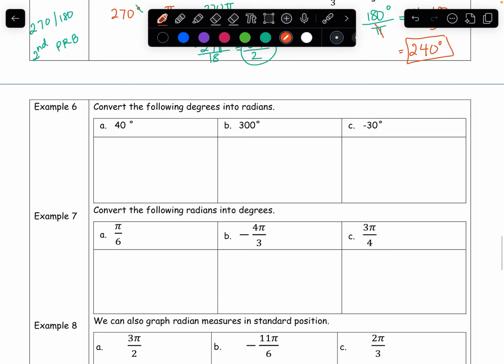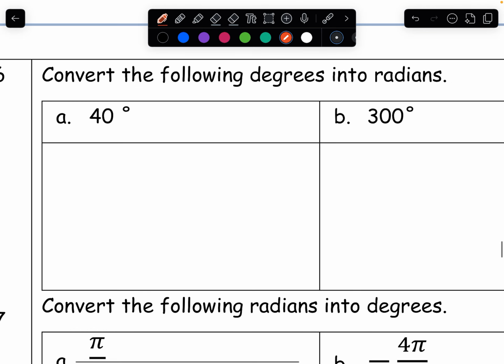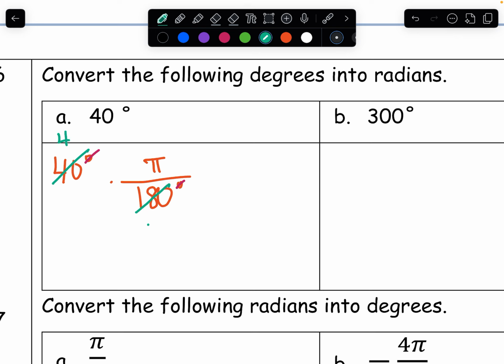So all we're going to do is convert the following into radians. So we have 40 degrees. Again, we want to cancel out that degree symbol. So the degrees cancel. You can also cancel by hand if you want, instead of using your calculator. They both have the 0 in common, so we get 4 and 18. Those both have 2 in common, so we get 2 and 9, giving us 2 pi over 9.